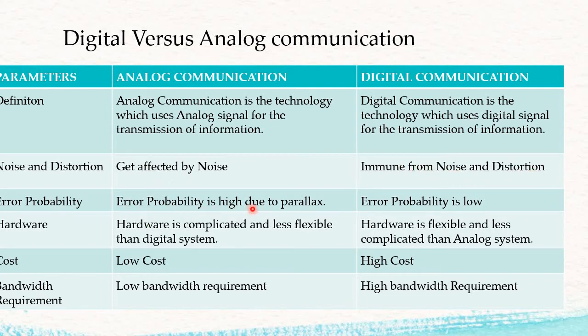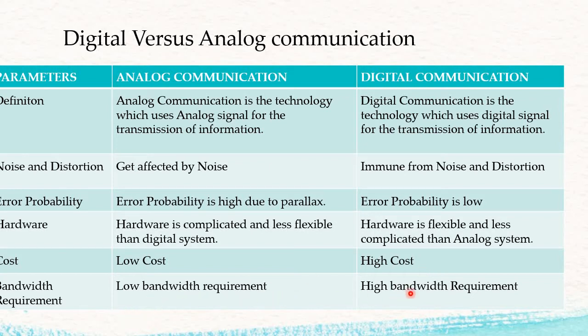Error probability is high in analog, while the error probability is low in digital communication. Analog hardware is complicated and less flexible than the digital system. Digital hardware is flexible and less complicated than the analog system. Analog has a low cost. The cost of digital communication is high compared to analog communication.